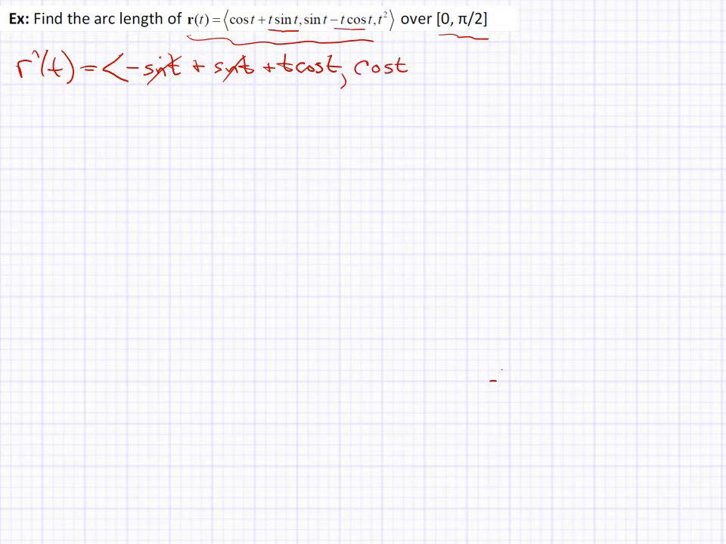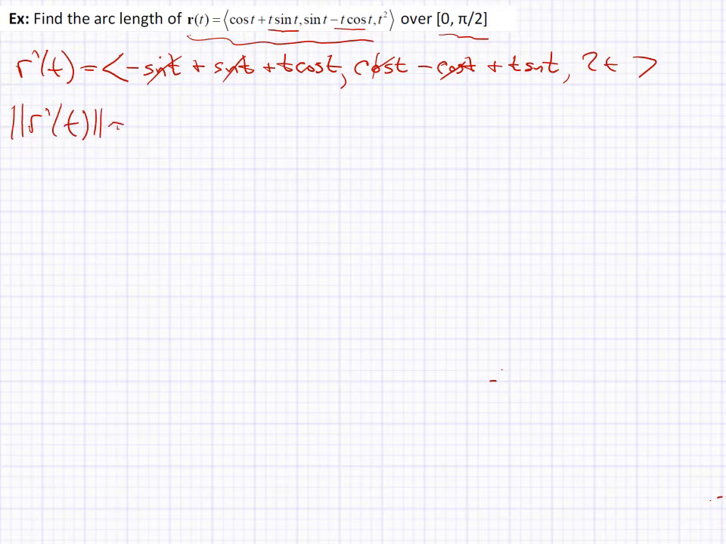Then we have to do this derivative here again. Again, we're going to have to do product rule, so we're going to get minus cosine t. And then we're going to get plus t sine t. So you see these are going to cancel. And then finally, we're going to get 2t. So then we do the magnitude of r prime. Again, shouldn't be that bad.